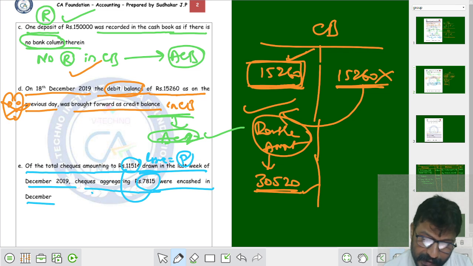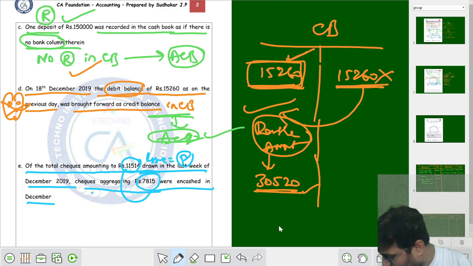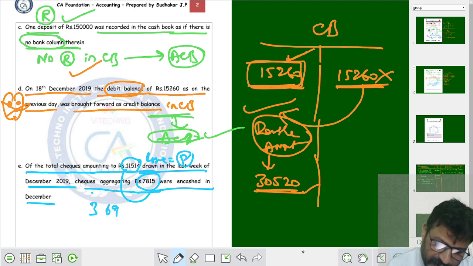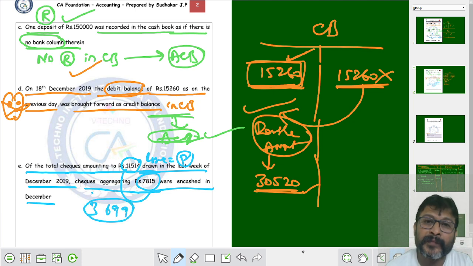11,514 minus 7,815. Balance कितना हुआ अब? The balance amount comes to rupees 3,699 rupees.